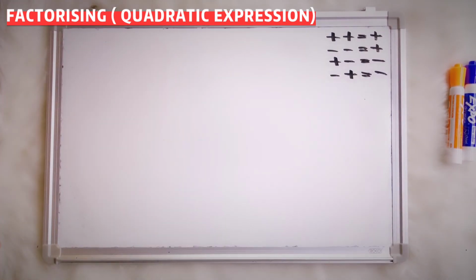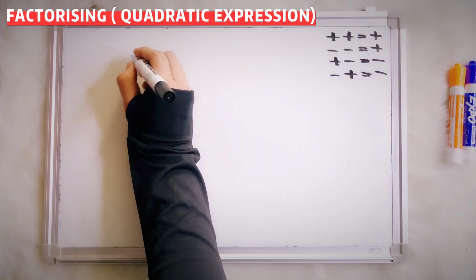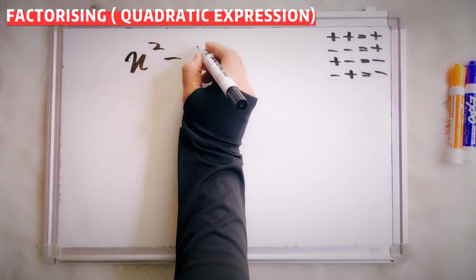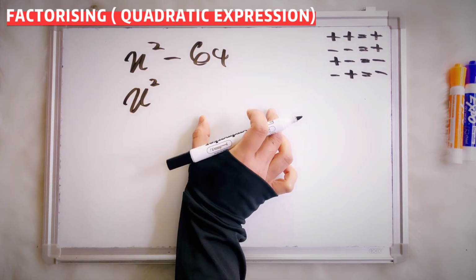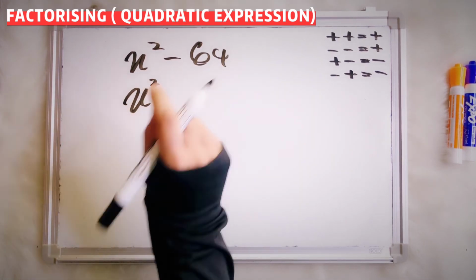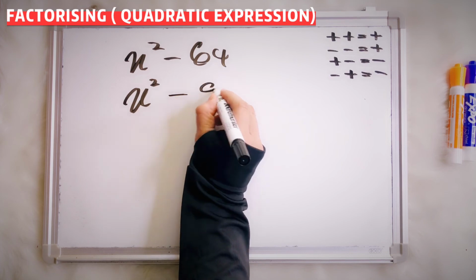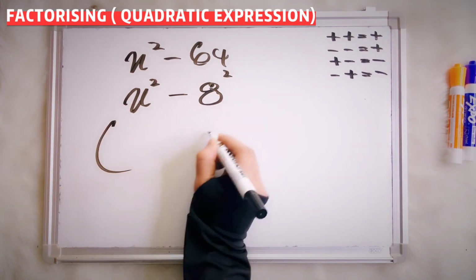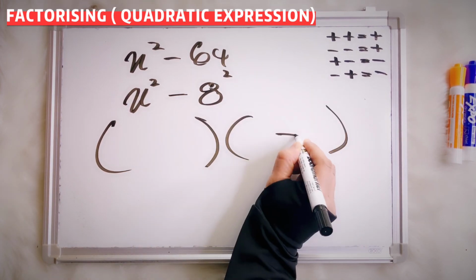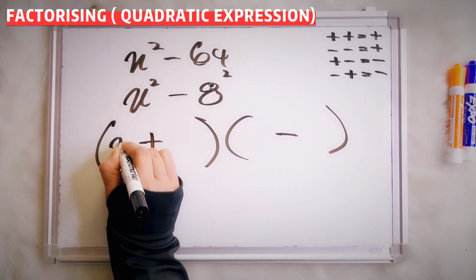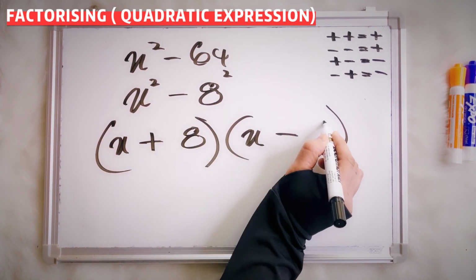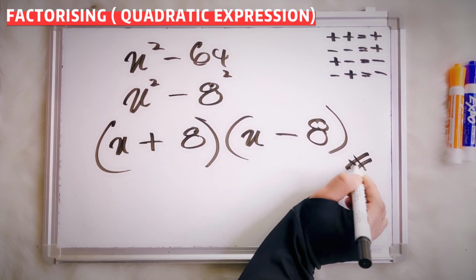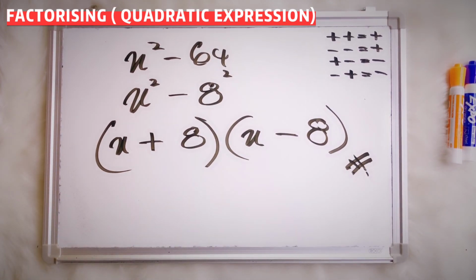If I give you here x squared minus 64, that means x squared minus the same number that when you multiply you will have 64, that means 8 squared. So for this kind of question, 1 minus, 1 plus, you put x here, x here, so here will be 8 and here also 8. Okay, that's all for today.